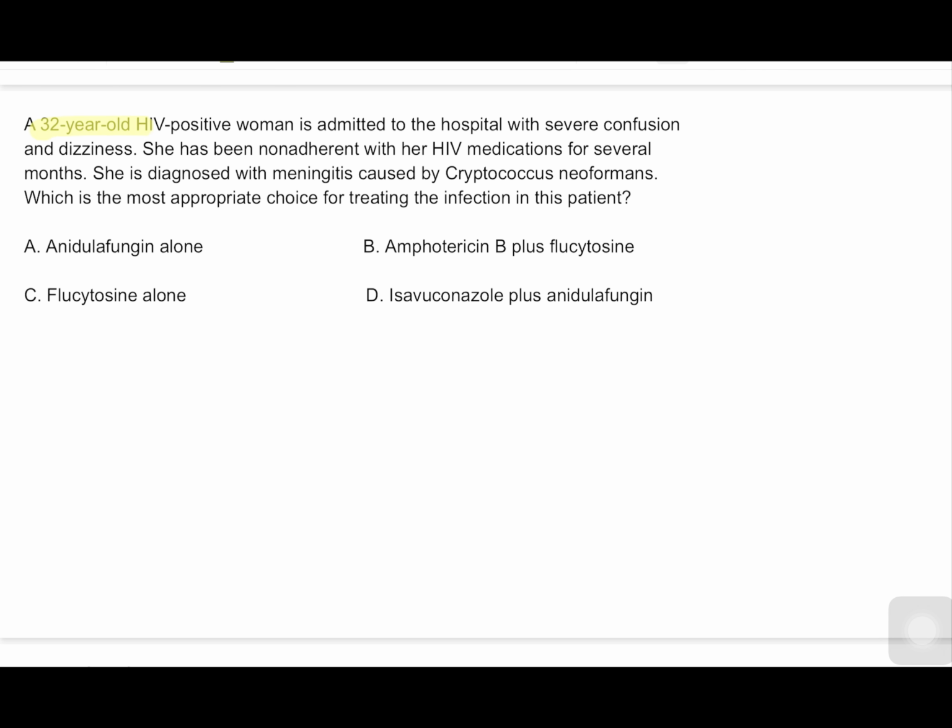Next is a 32-year-old HIV woman admitted to the hospital with severe confusion and dizziness. She has been non-adherent with her HIV medication for several months, and developed meningitis with Cryptococcus. What is the most appropriate treatment? If you know, for Cryptococcus infection, the drug of choice will be amphotericin B plus flucytosine. Okay? So this will be the drug of choice.